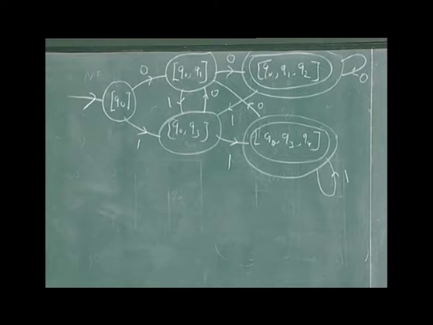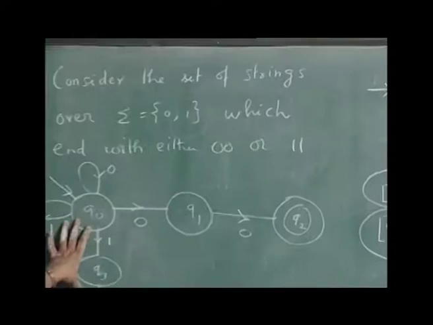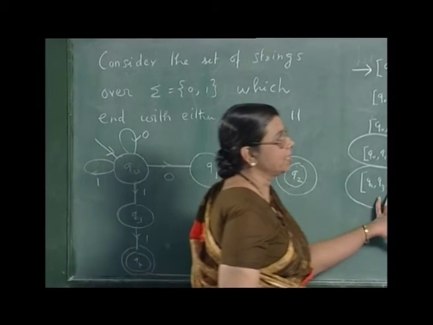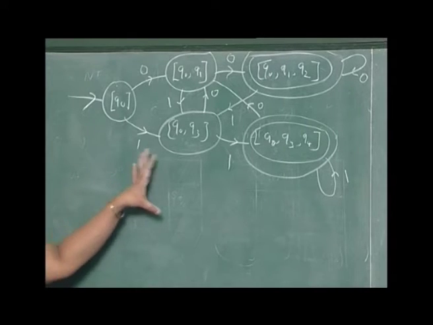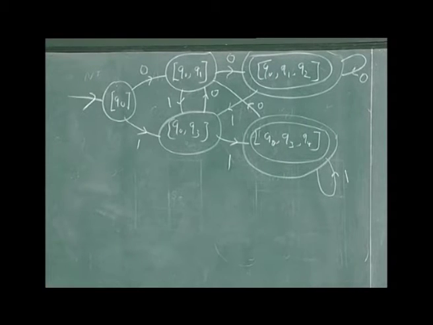And also you can very easily see that this is a deterministic diagram. So, from the non-deterministic automaton like this, by use of subset construction, we have got the deterministic automaton. So, we have seen how to construct a deterministic automaton from a non-deterministic automaton.